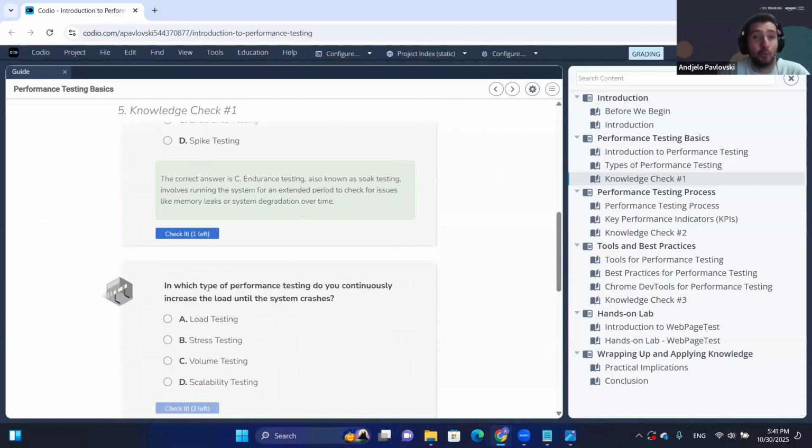Okay, next question. Which type of performance testing do you continuously increase the load until the system crashes? Load testing, stress testing, volume testing, or scalability testing? Okay, let's see if Ines was correct with the prediction. It should be D, but I see now answers coming in B. Ines also wrote B. All right. I'll wait a few more seconds to see if somebody else wants to add something to this.